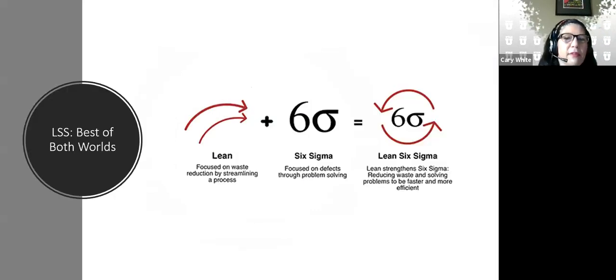So this slide, again, this should seem pretty basic, and I know it sounds a little bit like a broken record, but I repeat myself to make sure it really sticks. Lean, again, is focused on reducing waste and streamlining processes. Six Sigma is focused on eliminating defects, certainly problem solving, but it's also on reducing variability, right? And again, I'll ask the question, why would reducing variability be important?